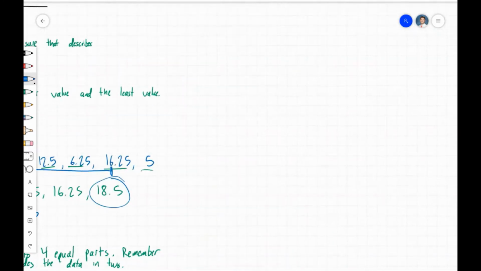So let's look at test scores. One student has test scores of 80, 82, 83, 83, and 84. So this student, out of these 5 test scores, has a range of 84 minus 80, which is 4.